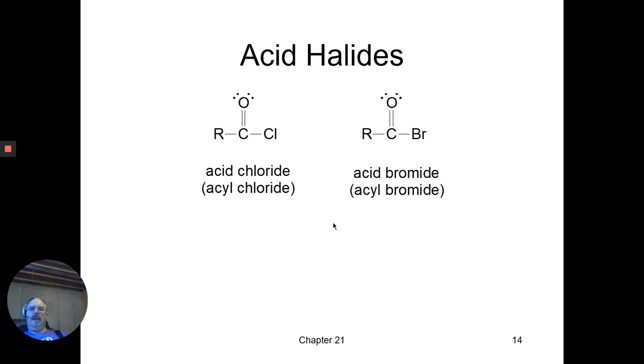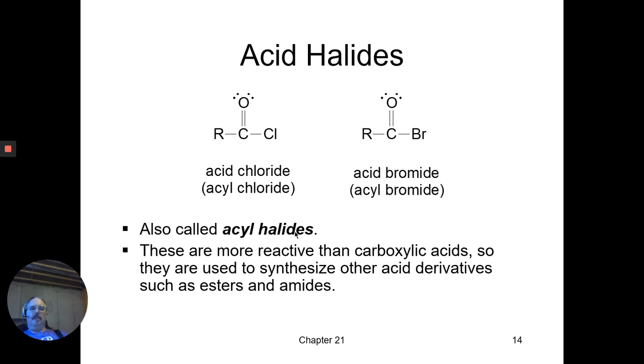All right, let's look at acyl halides next. It's more accurate to call these acyl rather than acid because we can have acid chlorides of phosphoric acid, for example, or sulfuric acid. Acyl specifically refers to chlorides of carboxylic acids. Acid chlorides or acyl chlorides are by far the most common. You can also have acyl bromides.